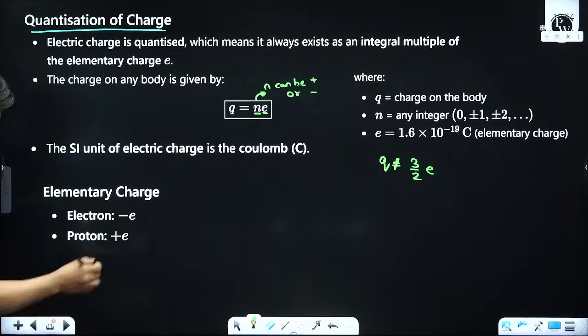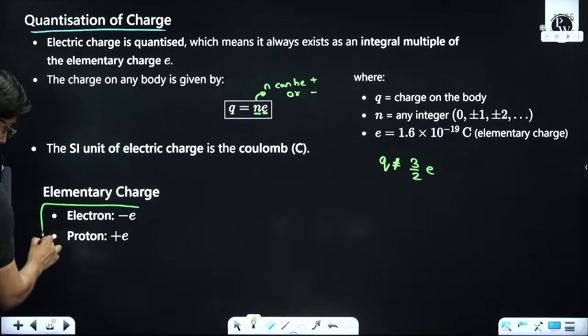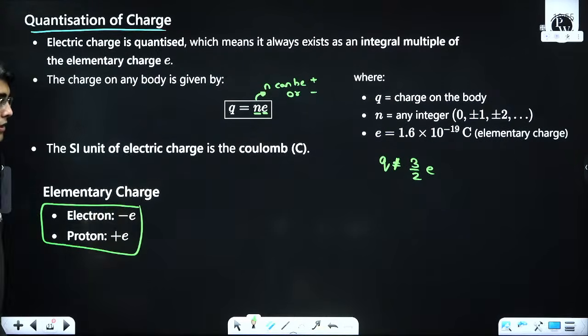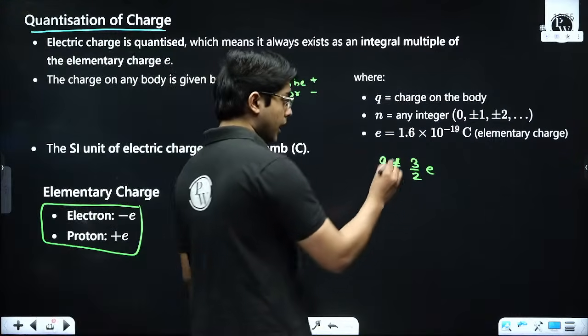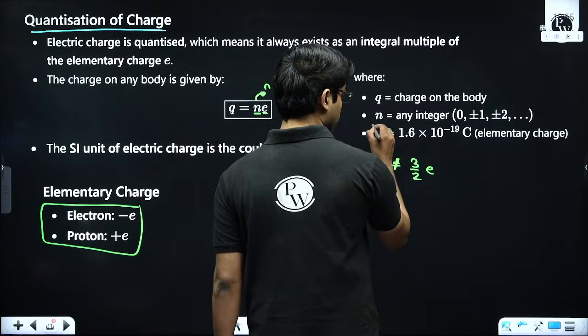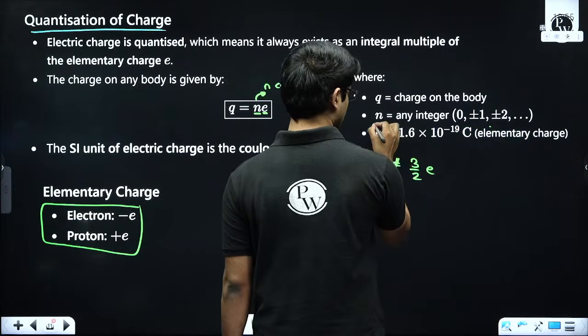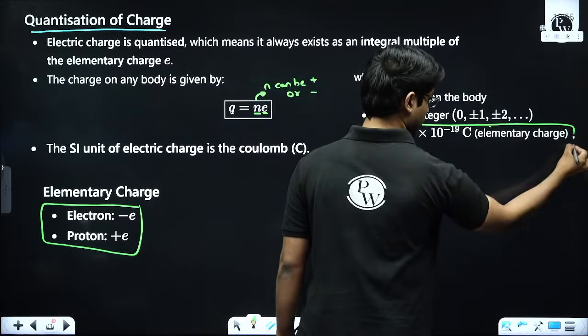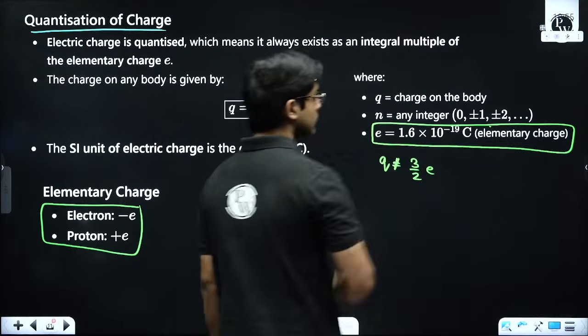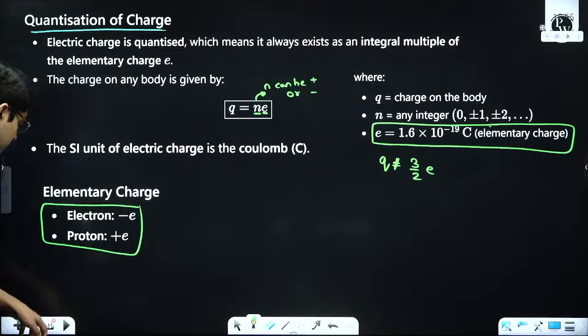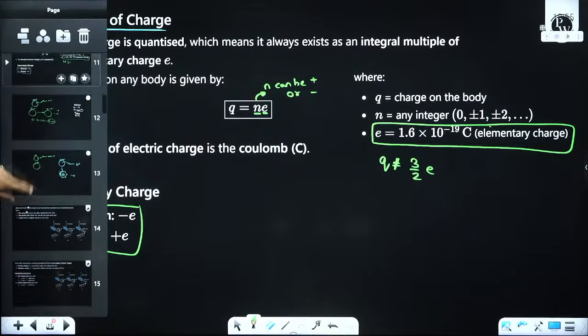And this is something that you guys should remember. Electron's charge is minus E and proton's charge is plus E. And the value of E is also very important. Okay. Which is 1.6 into 10 raised to minus 19. Okay. So we can do a question on this quantization of charge.